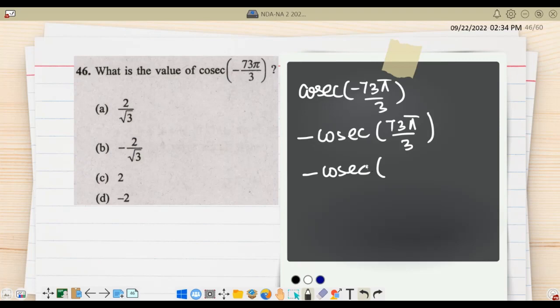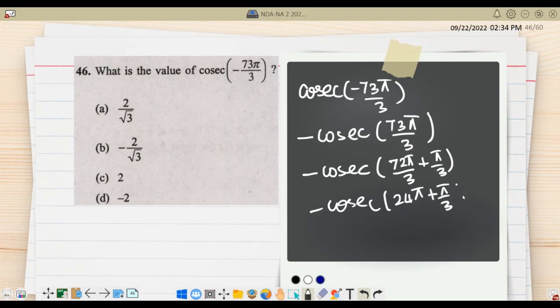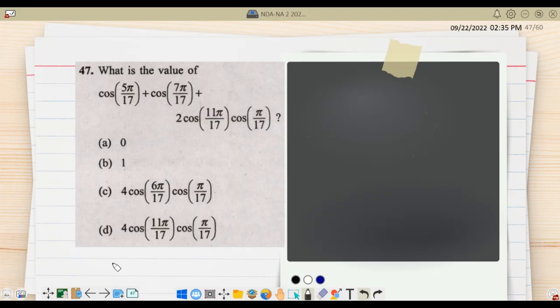So how we're going to use that is 72 by 3, that is going to be 24. This is going to be 72 pi by 3 plus pi by 3. So minus cosecant of 24 pi plus pi by 3. Since this is a multiple of 2 pi, you can cancel that. So minus cosecant pi by 3, and cosecant pi by 3 is 2 by root 3. So minus 2 by root 3 is our answer. Fine. Option B.